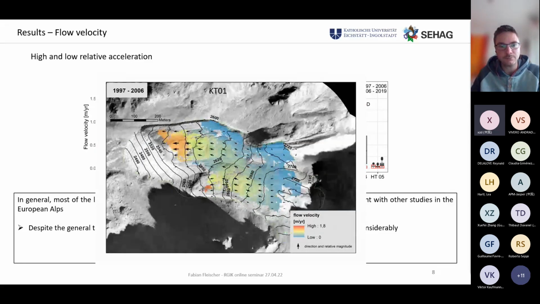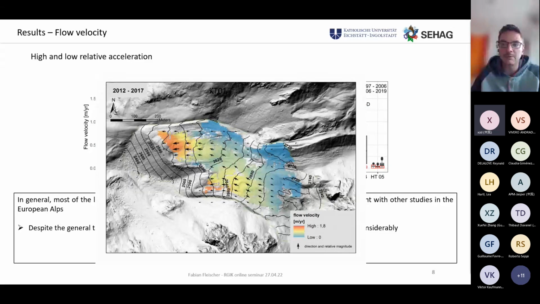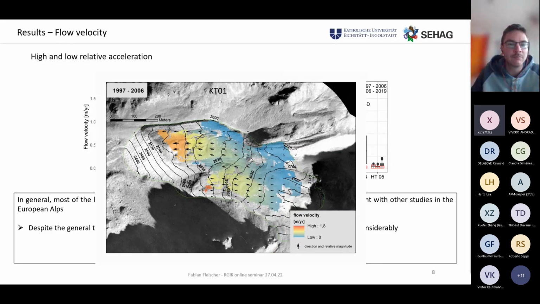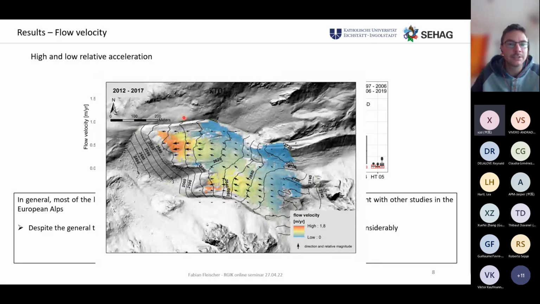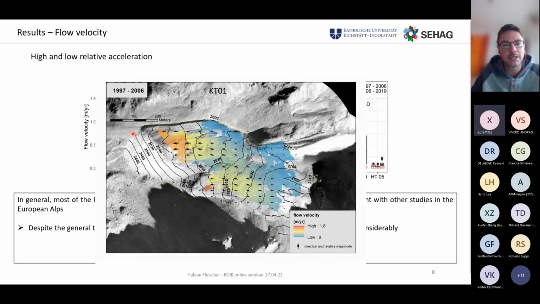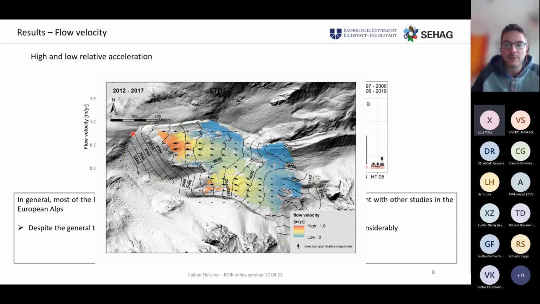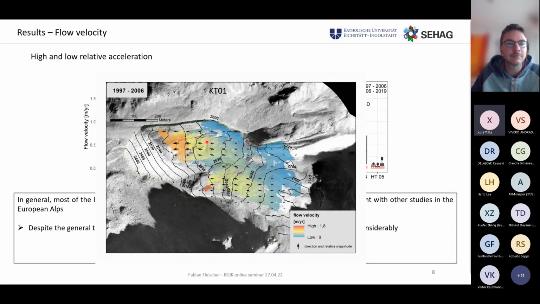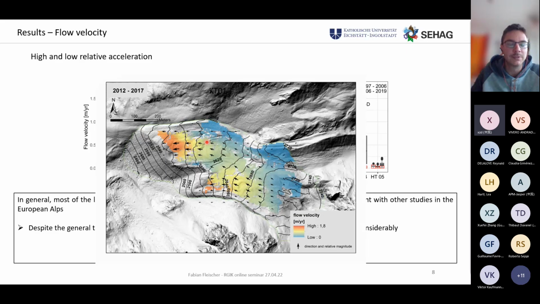See the rock glacier Kaunertal 1, and although we see variation in the flow velocities, especially in the terminal part of the rock glacier, the flow velocity when the first and the last time step are compared is quite similar.